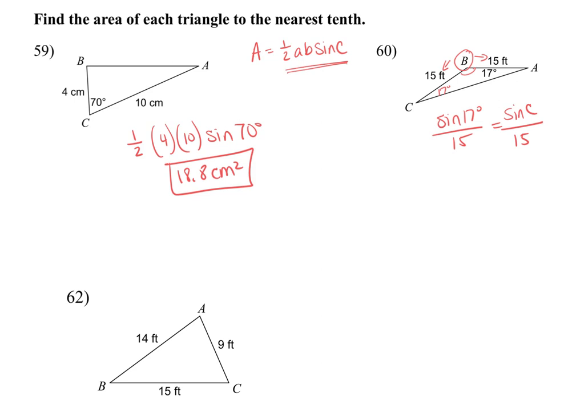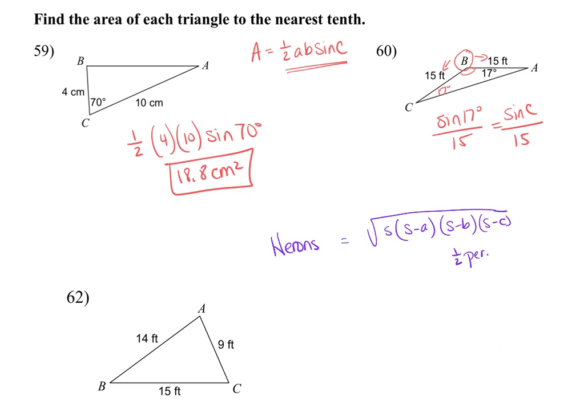Now, if you are given something like 62, where all you have are the three sides, you're going to have to use Heron's formula. And so for Heron's formula, you need your semi-perimeter multiplied by what happens when you subtract each of those and take the square root. All right, now remember, semi-perimeter is just like what it sounds. You take the perimeter and you cut it in half.